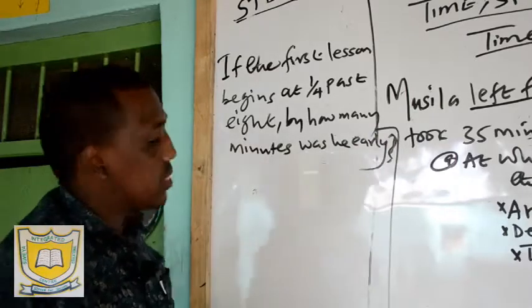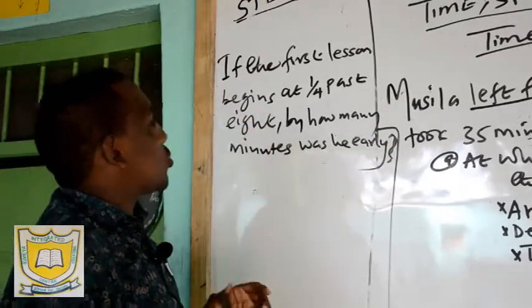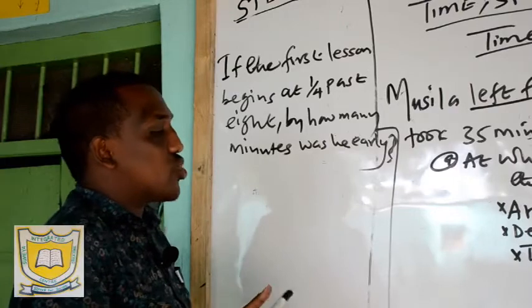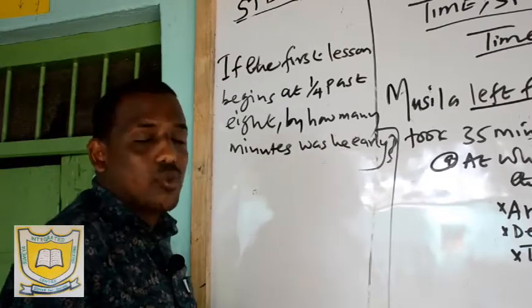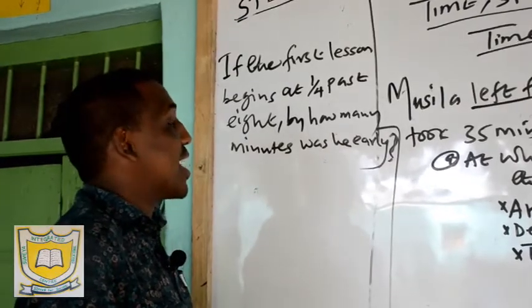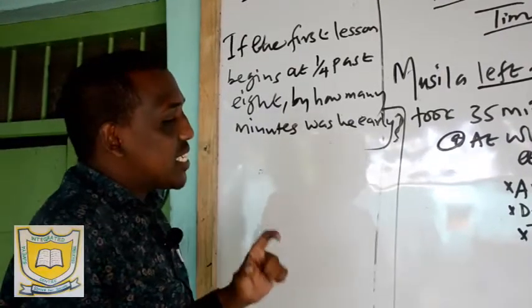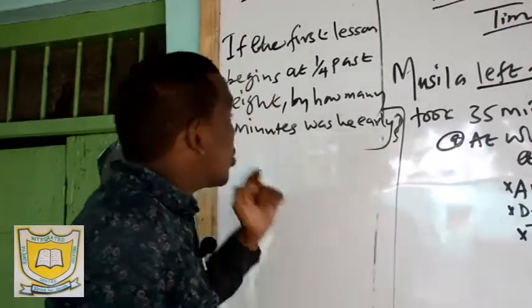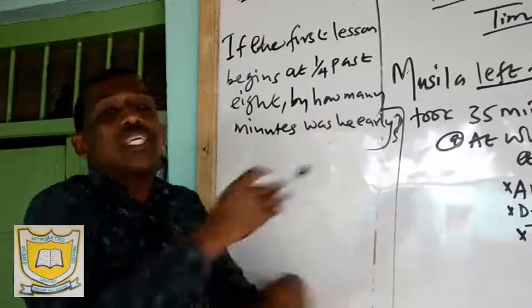That was question B. Remember we said the time he reached the school, that was question A, it was 8:10 a.m. So if he reached the school at 8:10 a.m., the question is asking by how many minutes was he early?